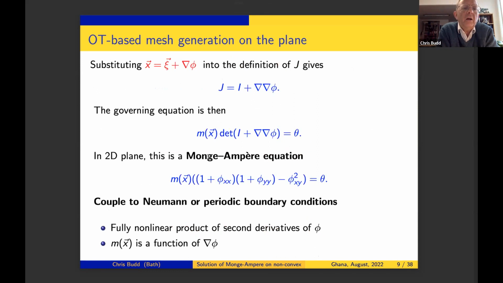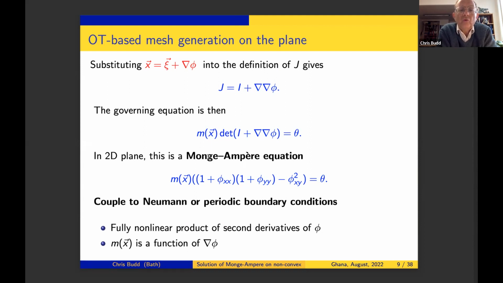So if you take the function x as psi plus grad phi and differentiate it, then the Jacobian is the identity plus the Hessian, the second derivative of the potential. The governing equation then becomes the monitor function, which is a function of x, which is in turn a function of gradient of phi, times the determinant of I plus the Hessian of phi equaling a constant. And that is the equation that we solve to find our mesh.